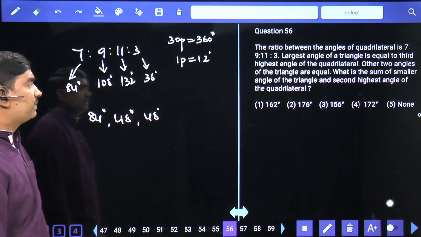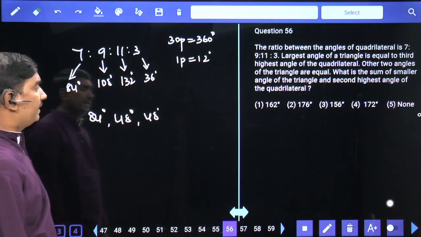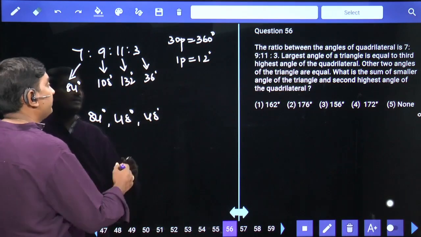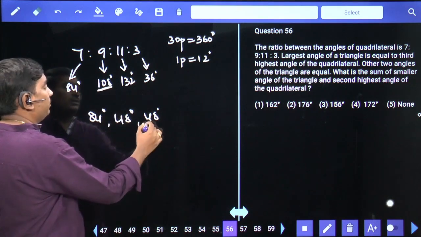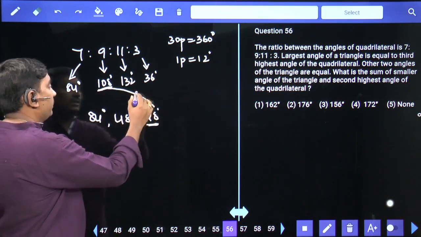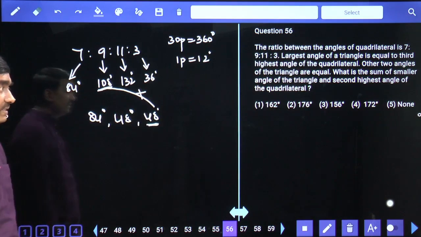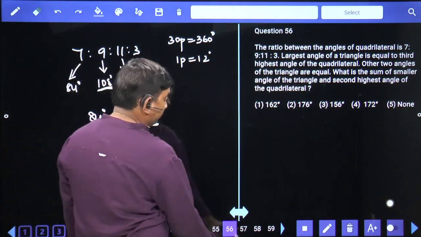What is the sum of the smallest angle of triangle and the second highest angle of quadrilateral? Second highest 108, smallest 48. 108 plus 48 together 156. 156 degrees.